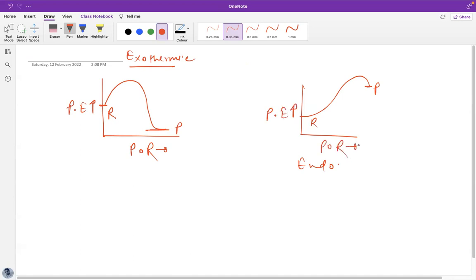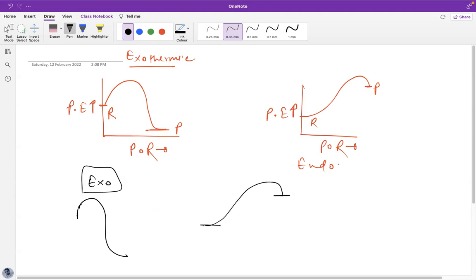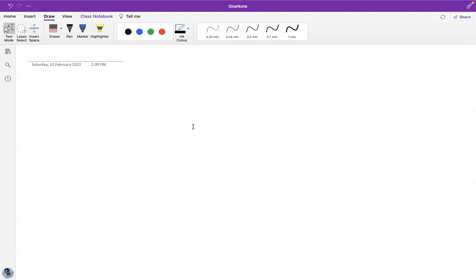You can memorize this in this way. Whenever the graph is like that, this is exo. And when the graph is like this, it is endo. Simple. This is reactant, this is product, reactant, product. Okay, so my question is how we will identify exo and endo.